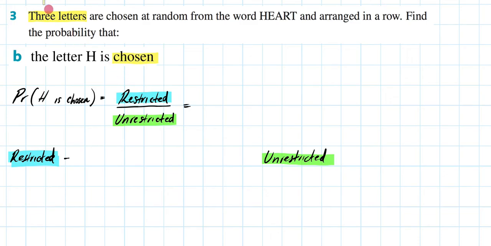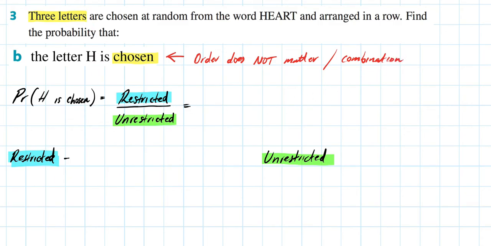Now, again, when we're doing probability, it's very important that you pay attention to the words being used. It's just telling us that H is chosen, which communicates to me that the order does not matter. Now, if the order doesn't matter, is it a permutation or combination question? It is a combination question. The order does not matter.